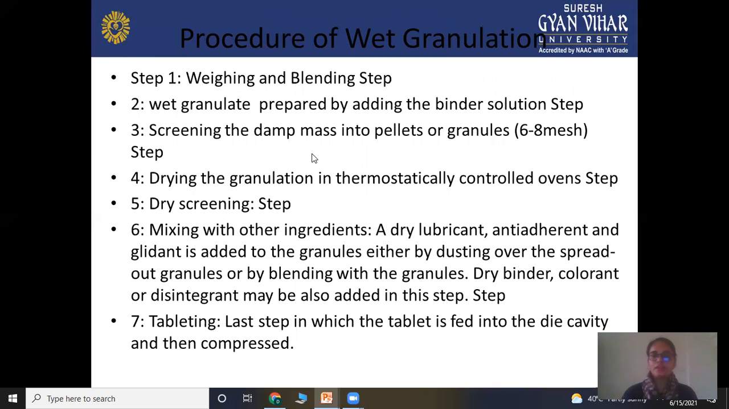And after drying, screening takes place, and after screening you add certain excipients like lubricant and glidant to improve the flow property of the granules and make them free flowing. In these dry granules, a certain binder, colorant, or disintegrant may also be used. After this, you use these granules for compression of the tablet between dies and punches.